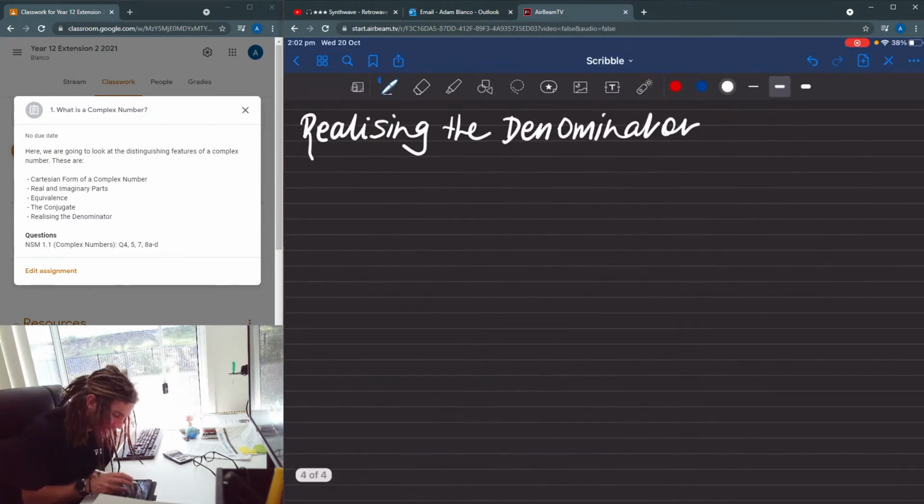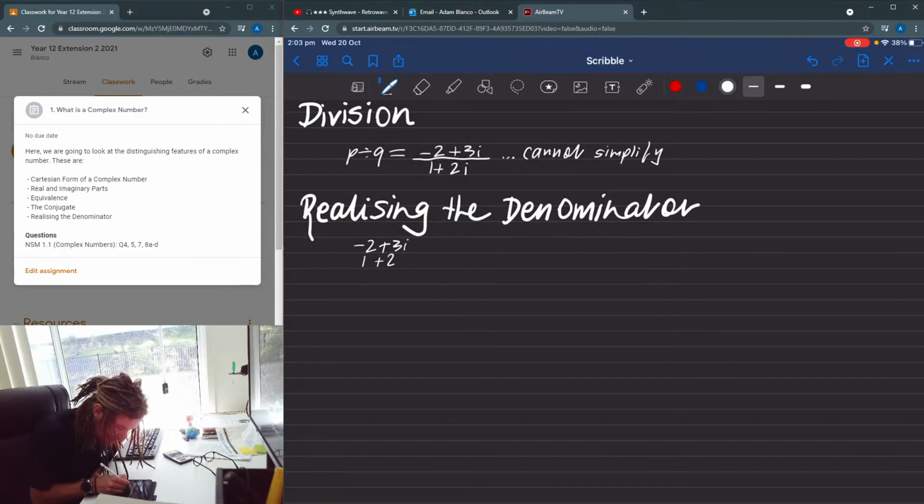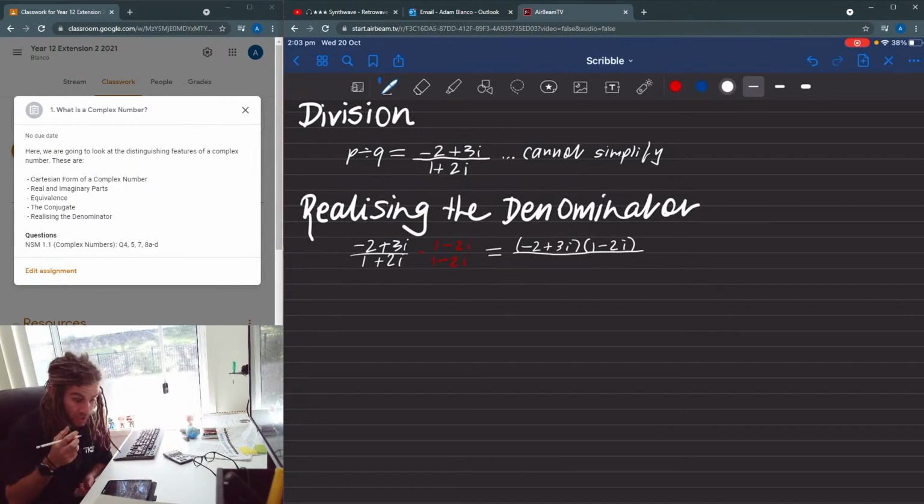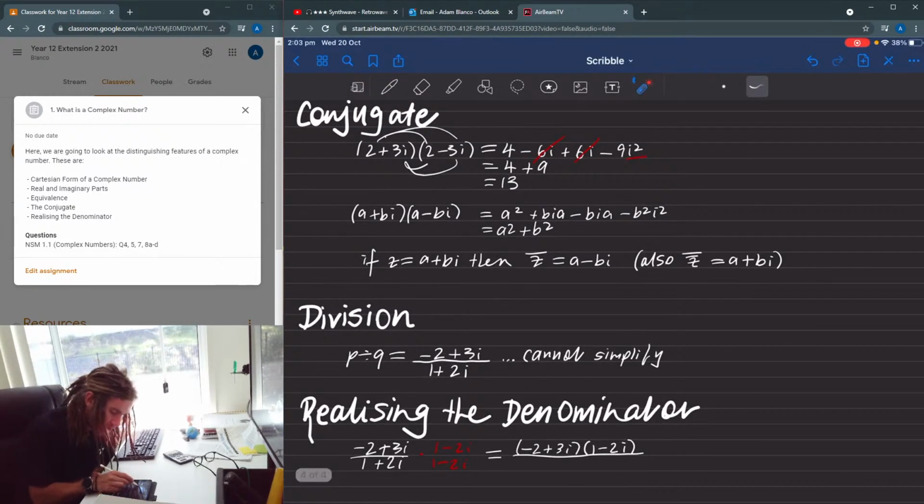So what I can do with my division problem, minus 2 plus 3i over 1 plus 2i, okay, is if I times that by 1 minus 2i over 1 minus 2i, what's going to happen is, okay, the top will not look that great. Minus 2 plus 3i times 1 minus 2i, actually it might, okay, but the bottom is going to look really great. So recall from up here that when I multiply these two conjugates, I end up with this squared plus this squared, which is the same thing as what's going to happen here.